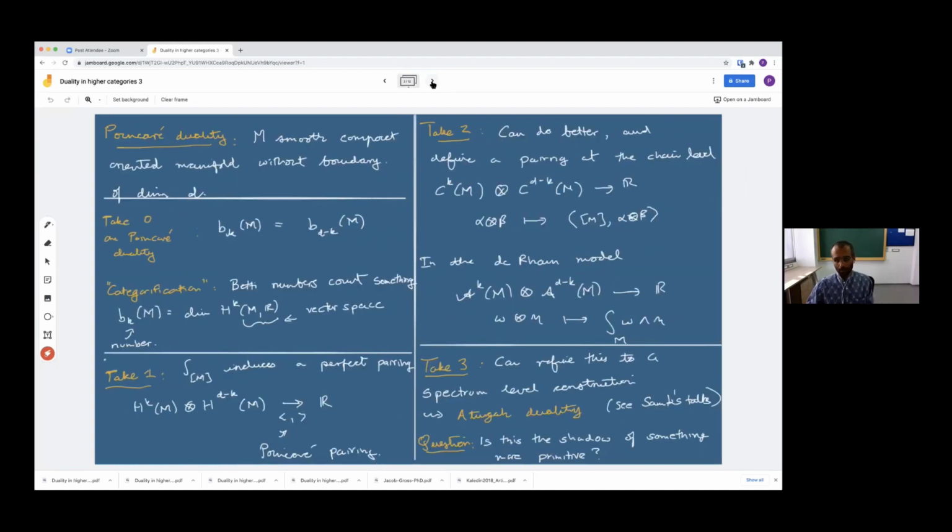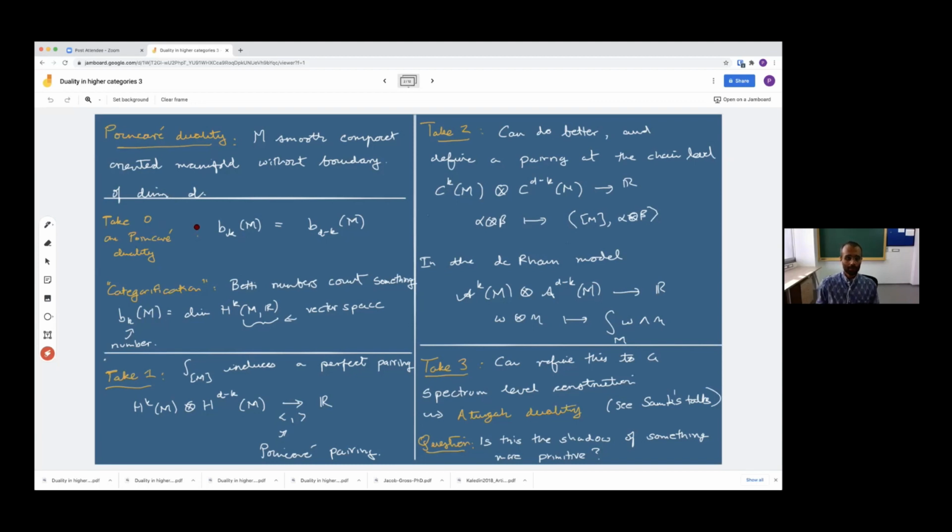Okay. So now let's move on to some of the things that you've already seen in this course, in this winter school. My goal is to package them into a common framework, at least to some extent. So we've seen Poincaré duality. I could discuss this at various levels of generality, but let's say M is a smooth, compact, oriented manifold without boundary and of dimension D. There are generalizations to when you have boundary and so on, which I won't talk about, at least not now.